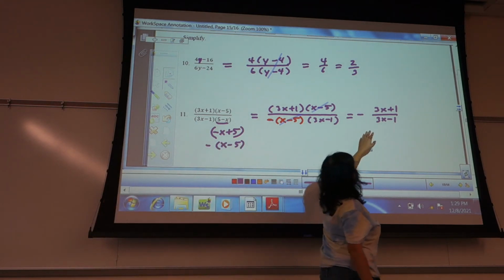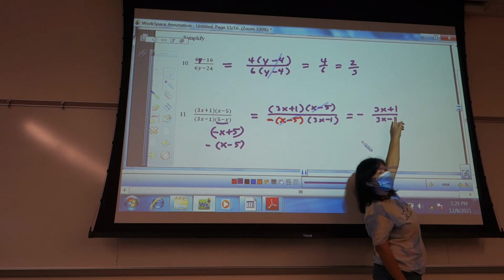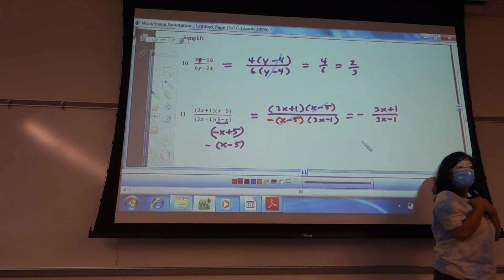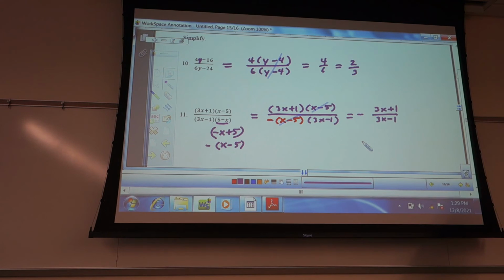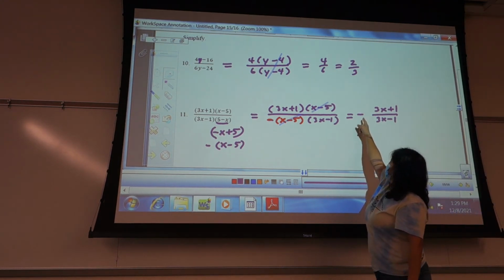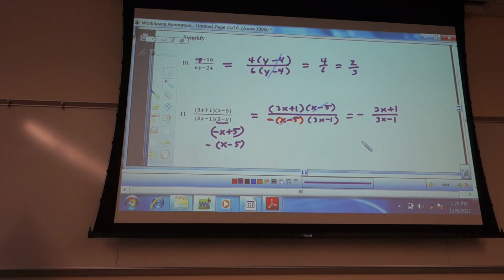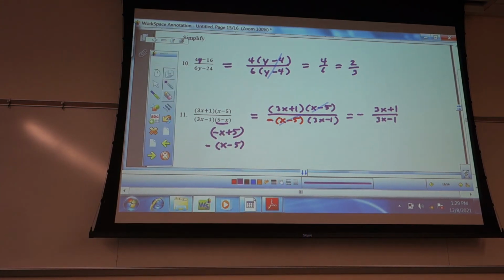Resist the temptation to cancel out this 3x. You cannot do that. That plus and that minus, they freeze it. What happened to the negative? It's in front. Oh, okay. I'll make it a different color, maybe, or I'll make it closer. Maybe that'll be easier.